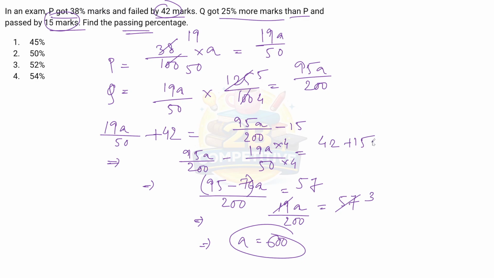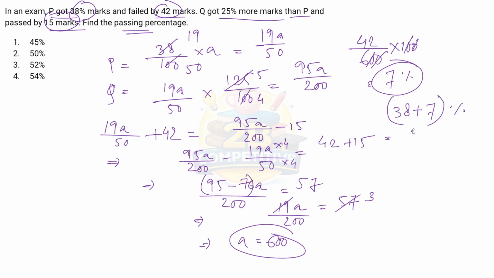Now it's asking for the passing percentage. Passing percentage: 42 marks out of 600, that is 7%. So the passing percentage is 38 plus 7, so that will be 45%. That is our answer. In this question, you can actually get 3 answers. If it's asked what is the maximum mark, you can get that. If it's asked what is the passing number, you can get that, and the passing percentage. So from this question, 3 types of questions can come.